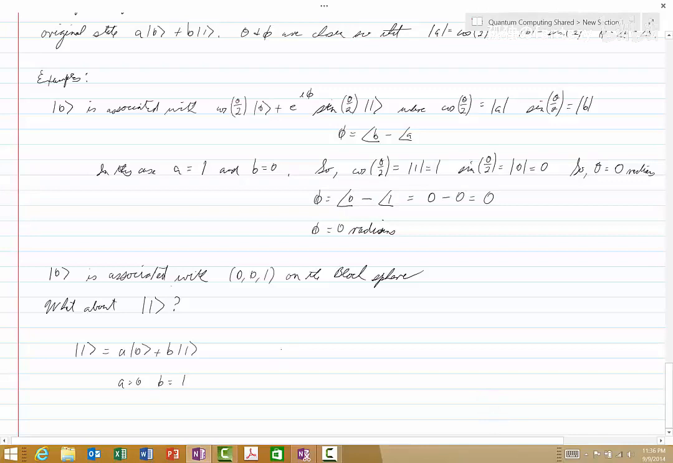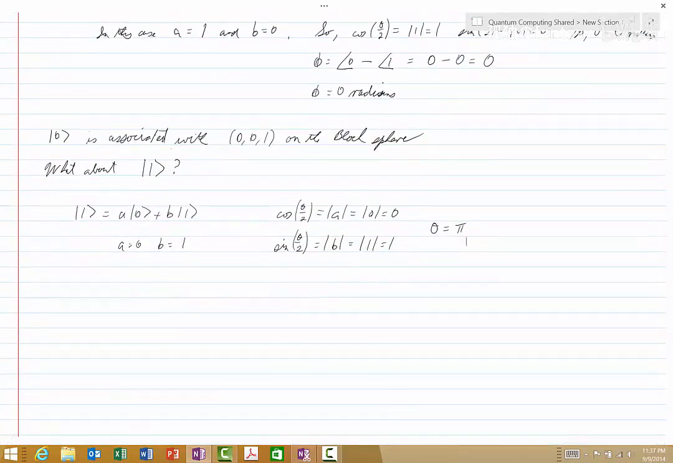Now remember, cosine theta over 2 is equal to the magnitude of A, which in this case would be the magnitude of 0, which is 0. The sine of theta over 2 is equal to the magnitude of B, which is the magnitude of 1, which is equal to 1. And from those two pieces of information, what is theta equal to? If the cosine of theta over 2 is 0 and the sine of theta over 2 is equal to 1, then theta must be equal to pi.